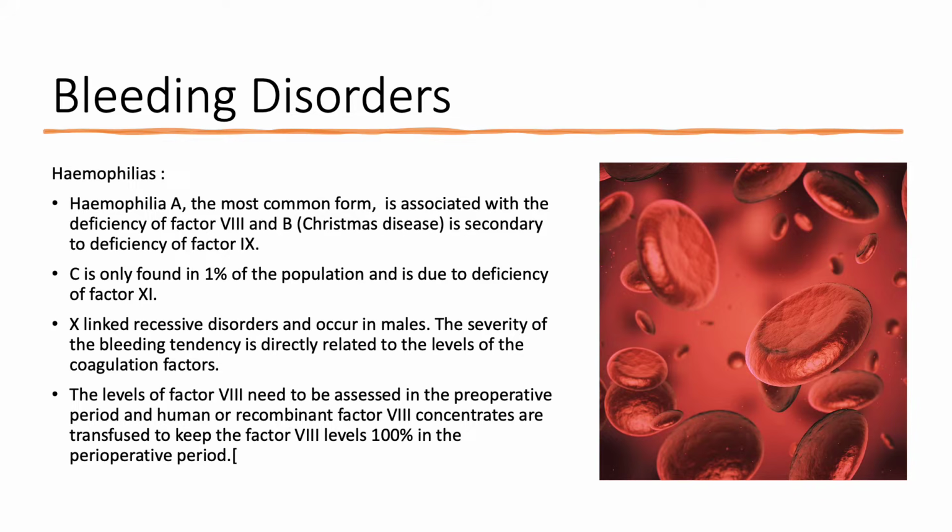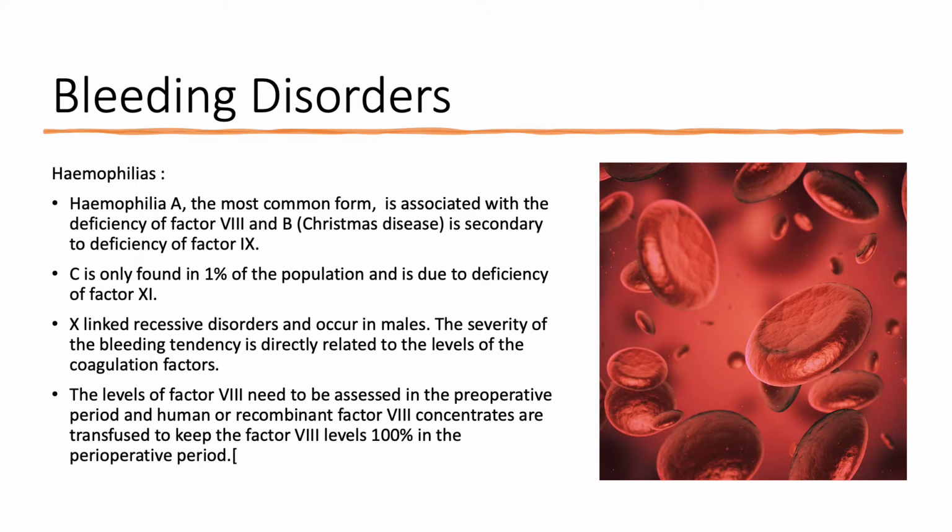Among the bleeding disorders, as I told you, the most common are the hemophilias. Hemophilia A is associated with deficiency of factor 8, and B, that is Christmas disease, is secondary to deficiency of factor 9. C is only found in 1% of the population, due to deficiency of factor 11. Factor 10 is not involved here. These are X-linked recessive disorders and occur in males.